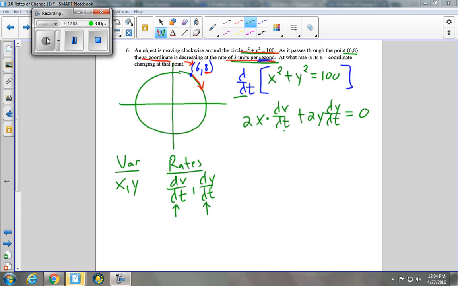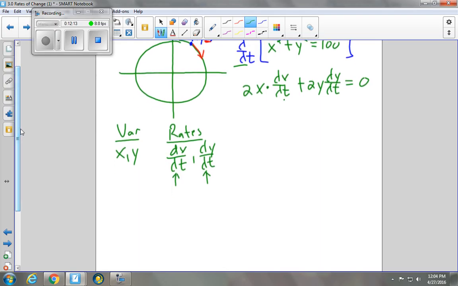Now we know. Equals 0, yep. Now with these ones, let's fill in what we know. We know this one from the question, right?